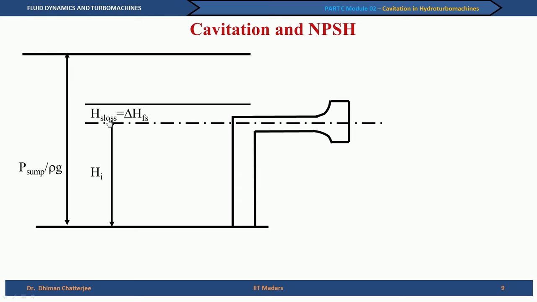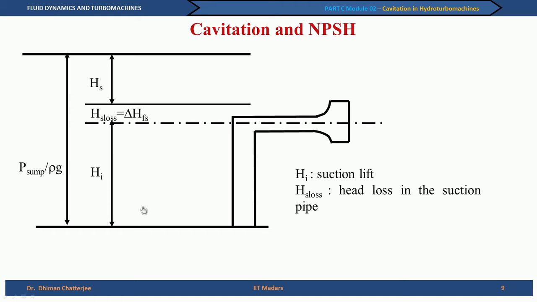Then H S loss is nothing but the friction loss in the suction pipe of the pump. When I say suction pipe, I mean from the pipe at the sump here to the inlet of the pump, not inside the pump. And we can then define that H l is the suction lift and H S loss is the head loss in the suction pipe. And then we can say that P sump by rho g minus H l minus H S loss is given as H S.